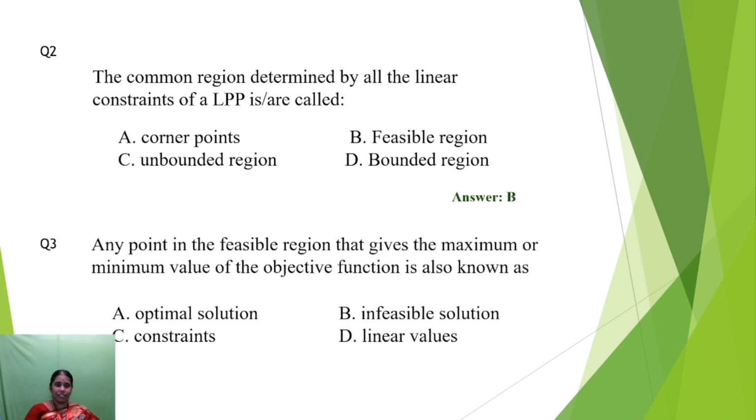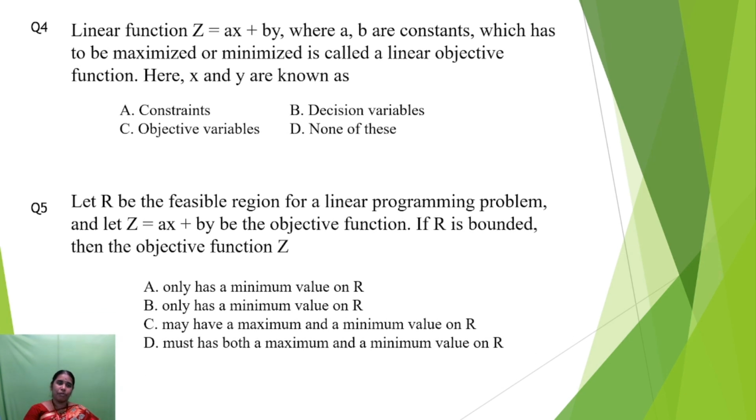Okay. Next, any point in the feasible region that gives the maximum or minimum value of the objective function is known as dash. The answer is optimal solution. A point in the feasible region which optimizes the objective function is called an optimal solution. Next, question number 4.